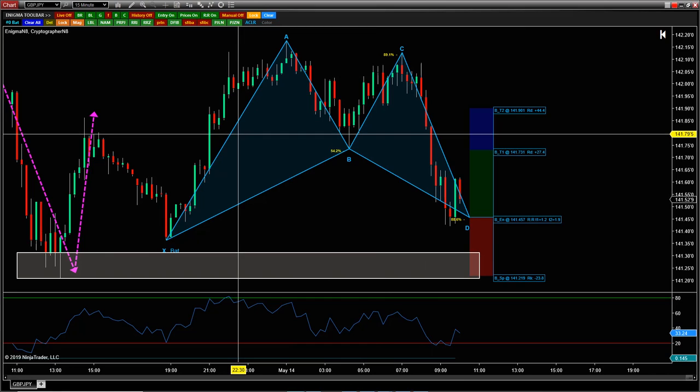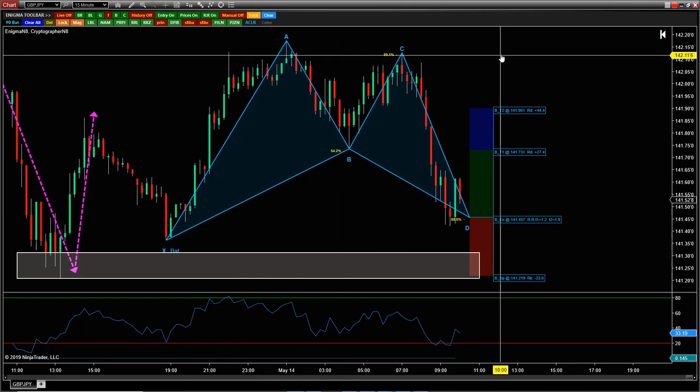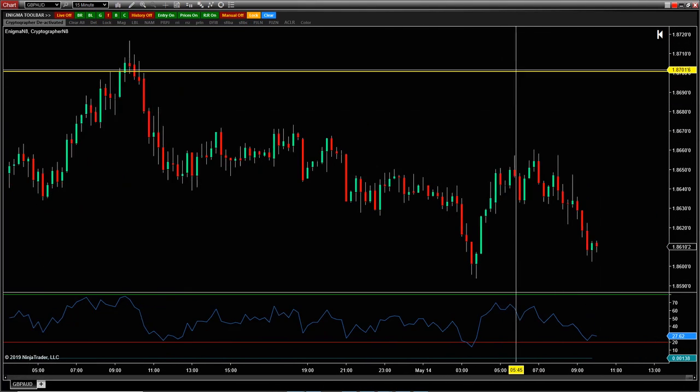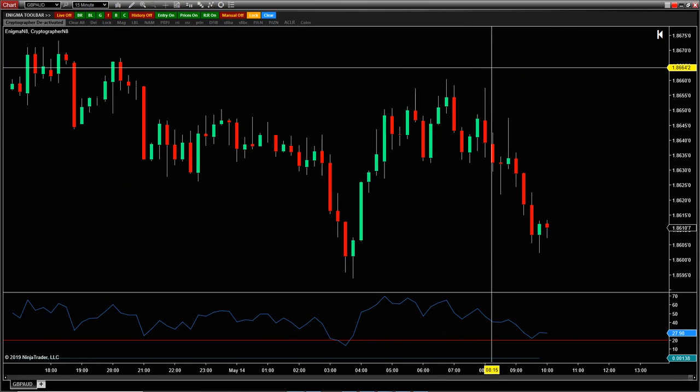All right. Chris says any pound Aussie traders also have a bat as well. So let's go to pound Aussie. Now Chris is sharing the ideas here in the room. Pound Aussie, 15-minute.